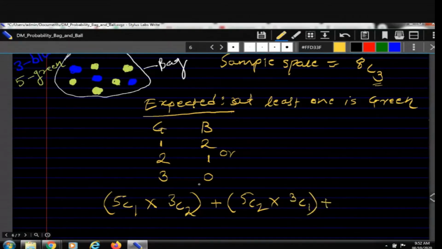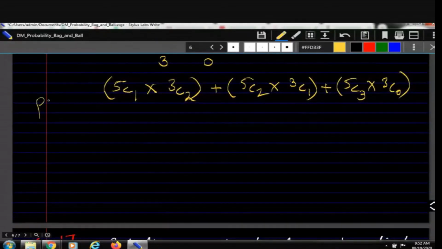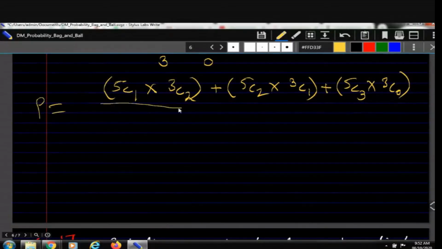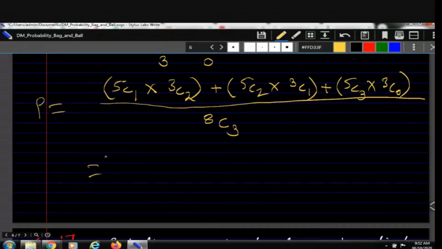Or means plus, 3 green means 5C3, or 0 blue. So this is not required to write, but for your understanding let me write this as 3C0, it is going to be 1, or even if you write 5C3 then also it is okay. Now what is the probability? Probability is equal to all this divided by 8C3. You can simplify and write the final answer.